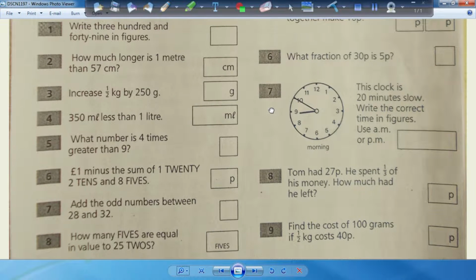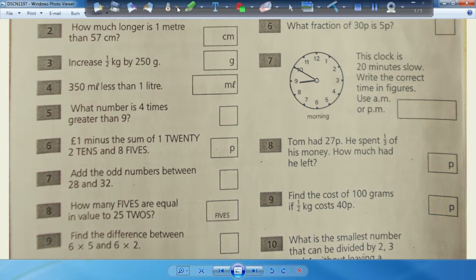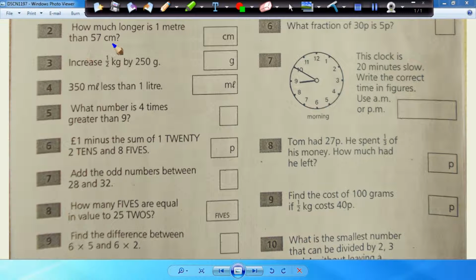Section B now. Okay, the first question nice and easy. Okay, here we go. How much longer is 1 meter than 57 centimeters? I don't want the answer. I want somebody to explain to me what does it mean. Okay, Urva. You have to take away 57 centimeters from 1 meter. That's right. So how much more is it? So we're going to do the calculation Urva mentioned, 100 centimeters minus the 57, to give us how much is extra. And the answer is 43.